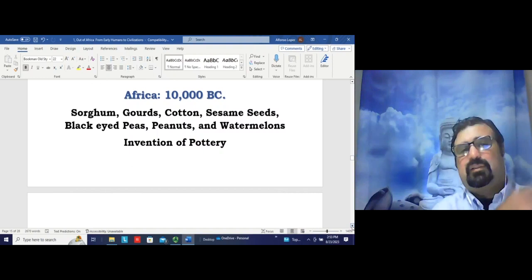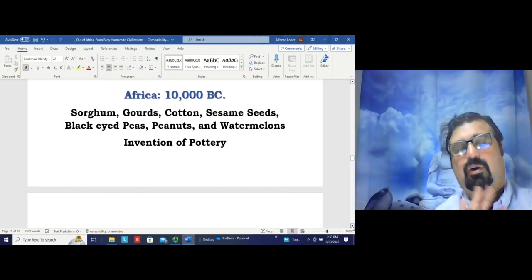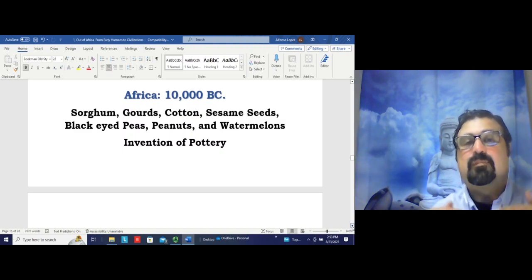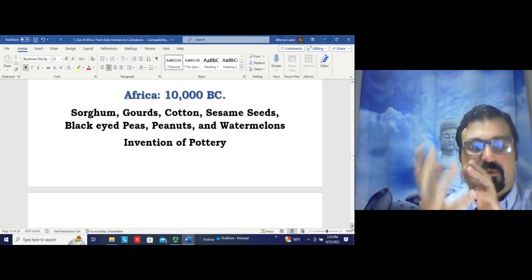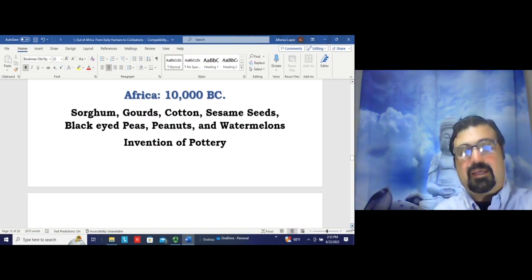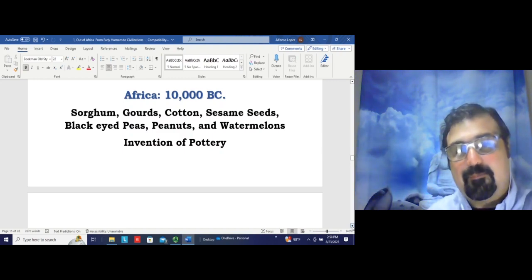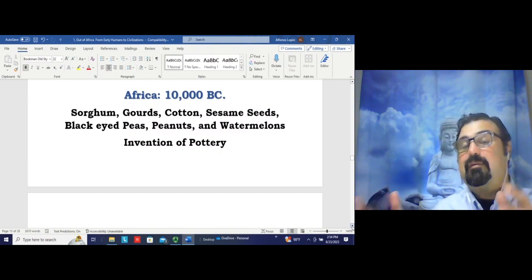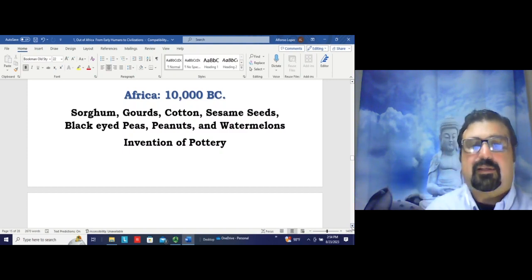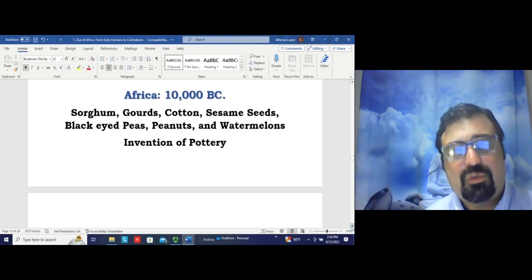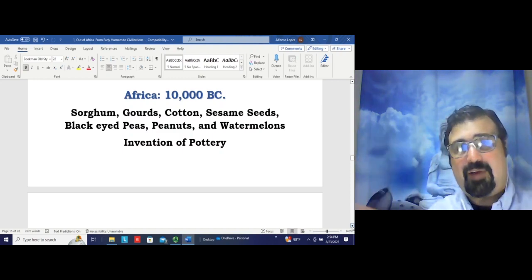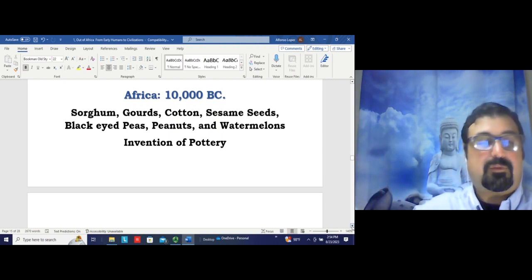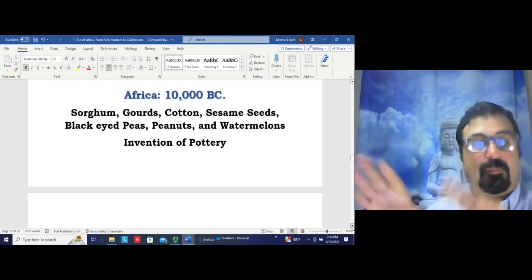Africa, as I mentioned, is the home of horticulture. Around 10,000 BC, we see in Africa sorghum, cotton, sesame seeds, gourds, black-eyed peas, peanuts, and watermelons being domesticated. And some of those seeds, because there was seed collection, got to be exported out of Africa, and they took root, if you will, in different parts of the world.